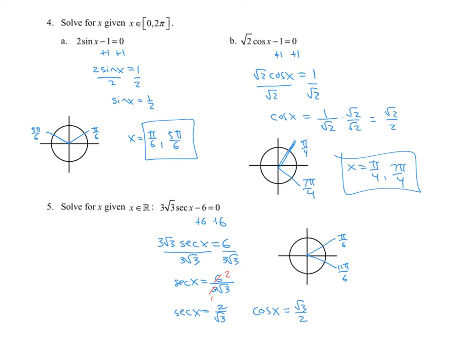But remember, in this problem, it says that x is in the set of all real numbers. So I'm going to represent my answer as x equals pi over 6 plus any full circle, which would be 2 pi k, any multiple of 2 pi. And x could also be 11 pi over 6 plus any full circle, so plus 2 pi k, where k is any integer.